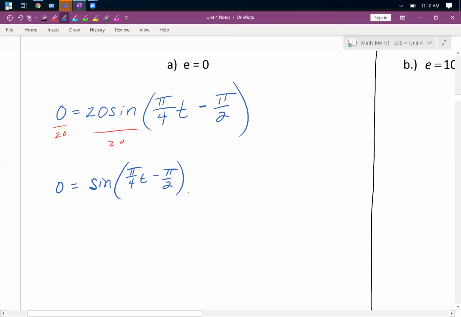Now, I know there's a lot going on in the argument. However, we have isolated our sine function. So we are ready to take our inverse sine.